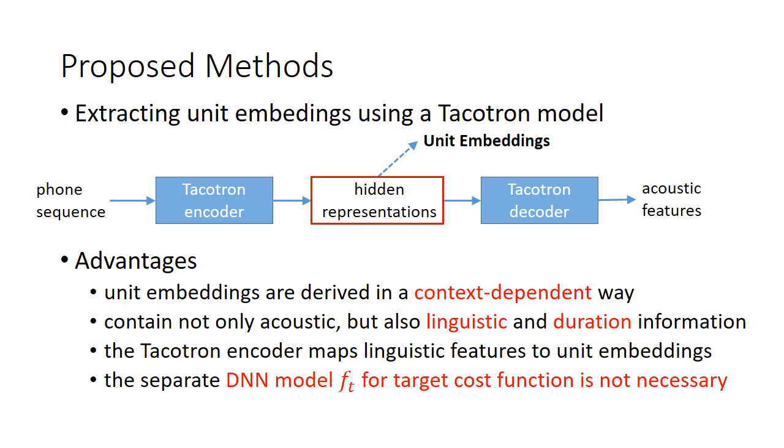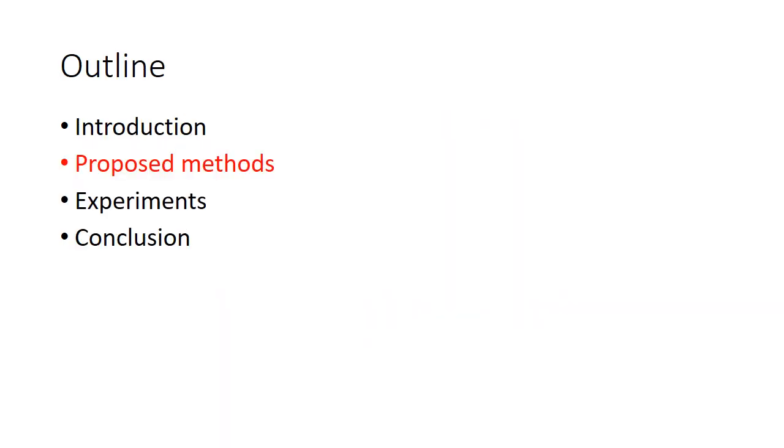Second, the unit embeddings are derived in a context-dependent way, according to the mapping relationship between a whole linguistic feature sequence and a whole acoustic feature sequence. Third, the unit embeddings are derived from linguistic features using the encoder, which means the Tacotron is capable to directly map the text into unit embeddings as FT doing.